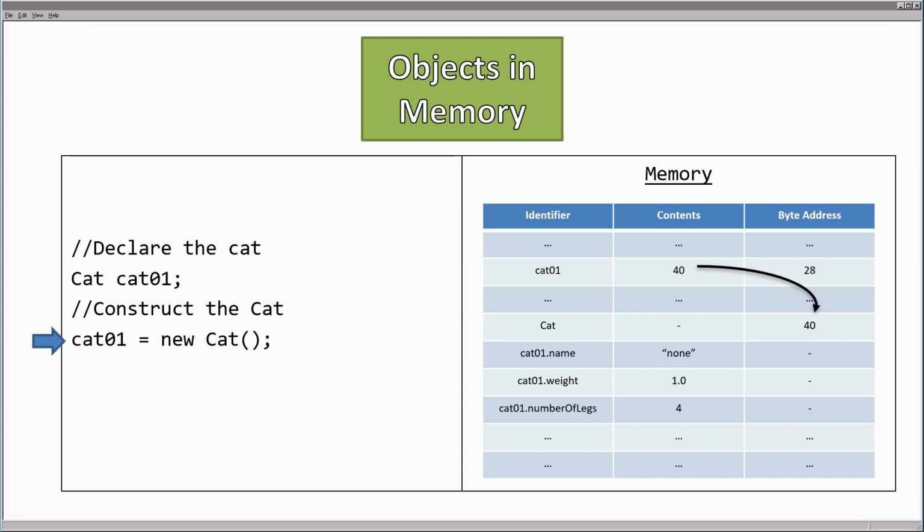Always keep in mind, when we talk about class types, the identifier only holds a memory address, and its contents, like the name, weight, and number of legs, is somewhere else in memory.